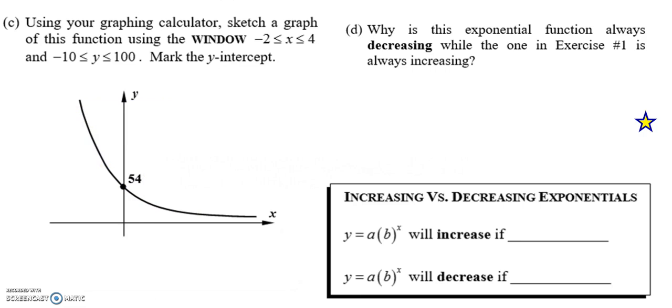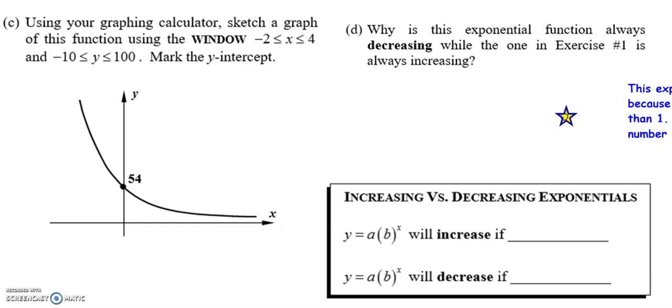Okay. So if you do look at D, it says, why is this exponential function always decreasing? See, it's going down the whole time, it's still getting smaller. While exercise number 1 is always increasing. So what was the difference between exercise 2 and 1? Why is 1 increasing and 2 decreasing? Do you think you could fill something in there and explain why?